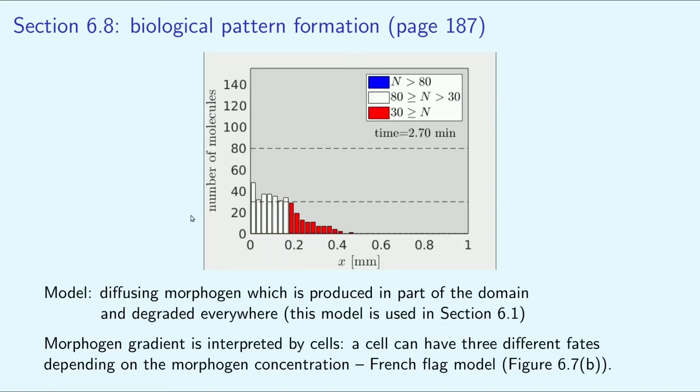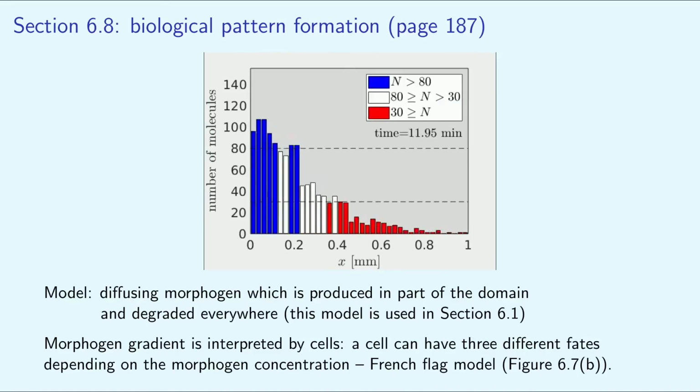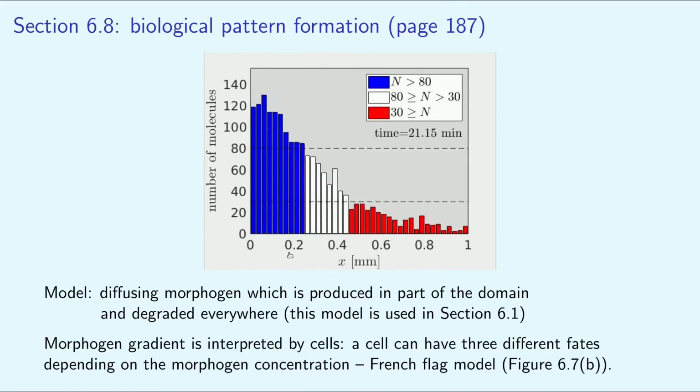The first model is the French flag model, which I have already illustrated in the video at the beginning of this lecture. In this model, diffusing morphogen is produced in the left part of the domain and degraded everywhere, which is exactly the model studied in section 6.1.